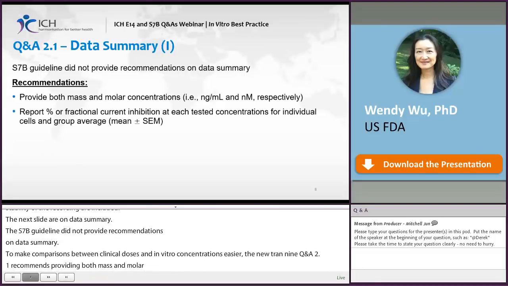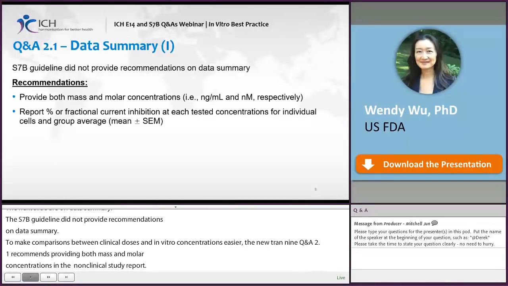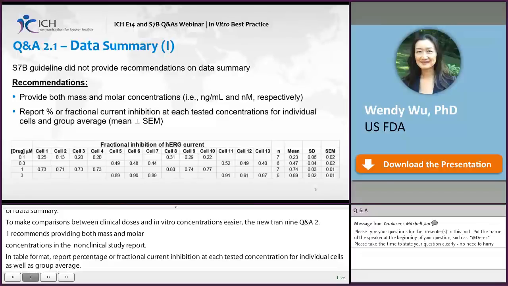In table format, report percentage or fractional current inhibition by the test article at each tested concentration for individual cells as well as group average. And this will be mean plus or minus some measures of variability. Here is an example table.